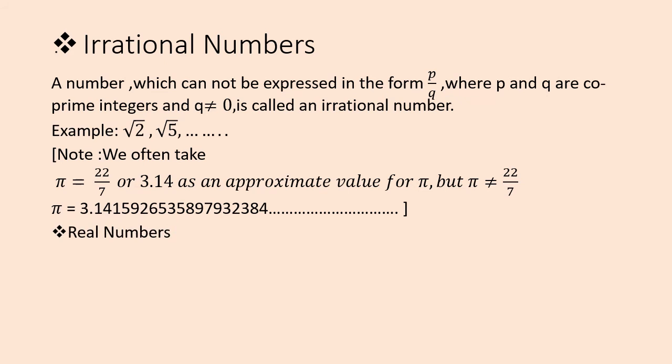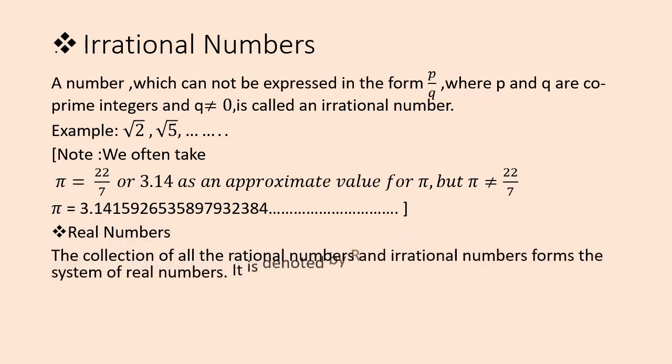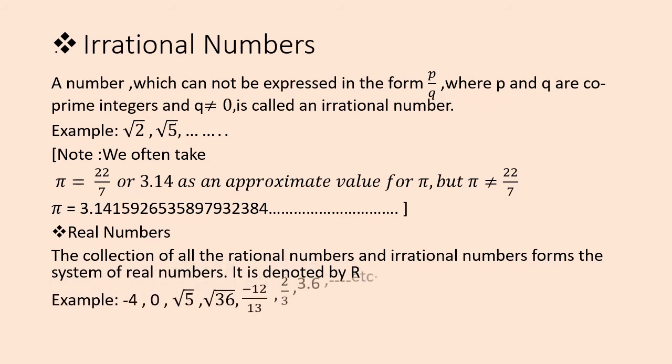Next is real numbers. The collection of all the rational numbers and irrational numbers forms the system of real numbers. It is denoted by R. That means the real numbers include all the natural numbers, whole numbers, integers, rational and irrational numbers. It includes decimals also. For example, -4, 0, √5, √36, -12 upon 13, 2 upon 3, 3.6, etc. all are real numbers.